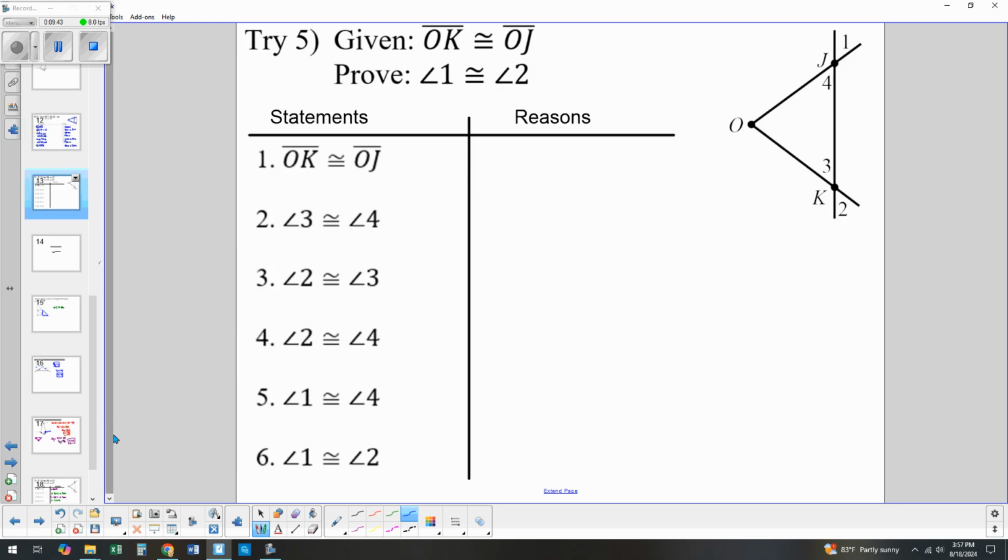There is one more proof for you to try. All the statements are given. So if you want to pause and fill it out, the answers are posted online. But that is the end of section 5.4.